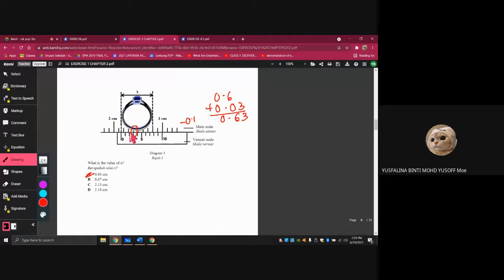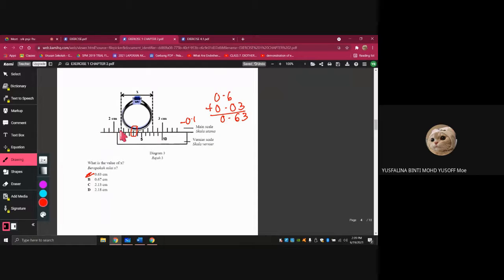Not 2.13. I know some of you read here at 2 point, so 0 is here, and this one is 2.1, and then from here to here is the same, 3. So 2.13. But that would be if they put the ring on the 0.